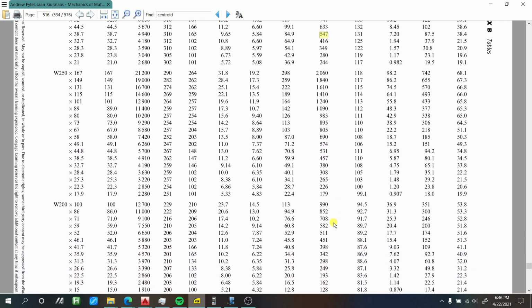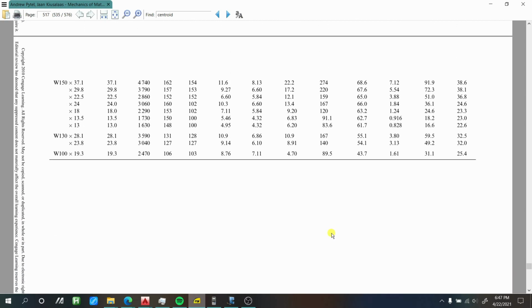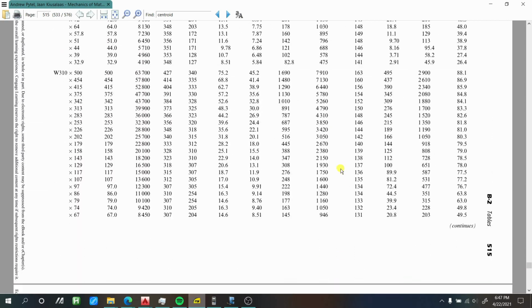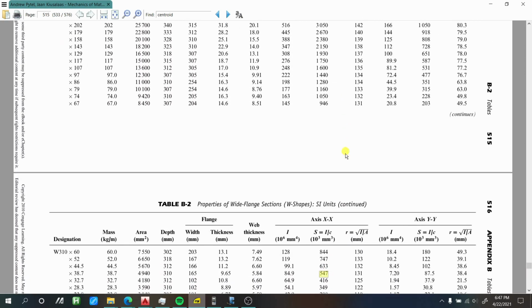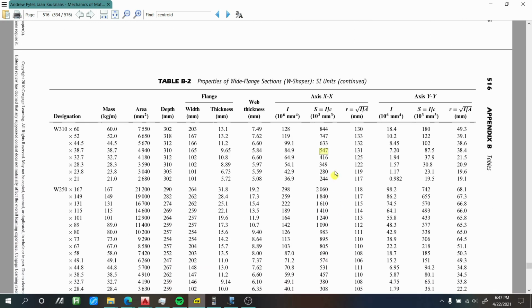Next. 511, mas malapit. Kaso, 52 naman yung kanyang weight. So, hindi rin pwede. Wala na. So, dito namimili tayo sa 547 and sa 578, at mas magaan yung 547. 38.7. So, 310, 38.7.